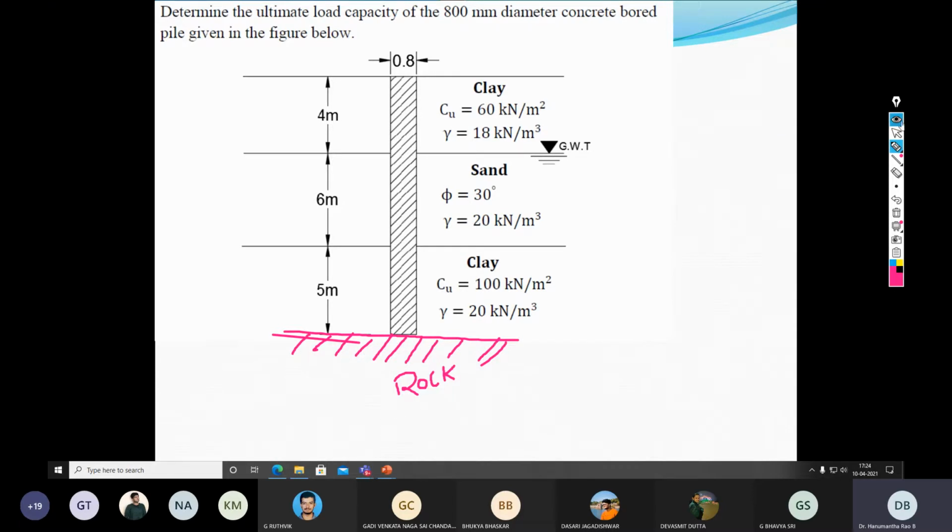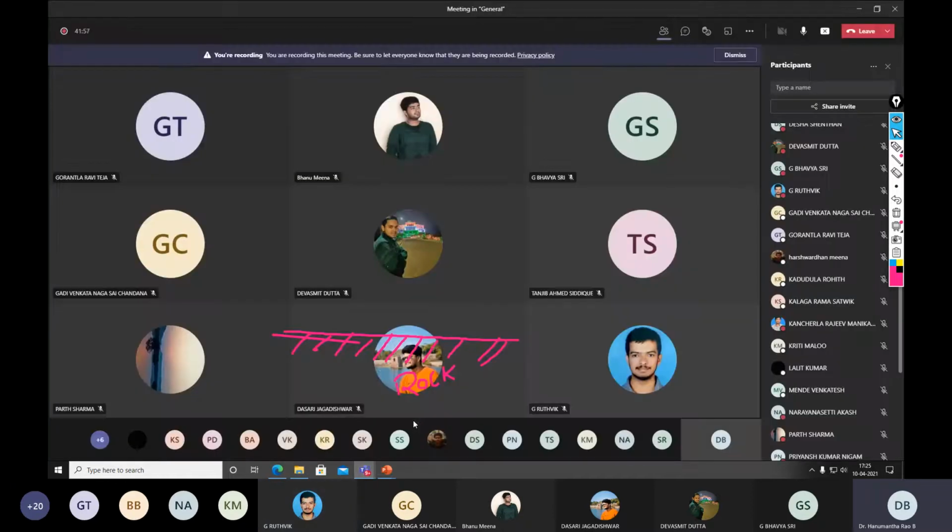Anyone? Sir, end bearing is not there, sir. Previous. This case or previous case? Previous case. Okay, here now end bearing is there. Okay, so any others?